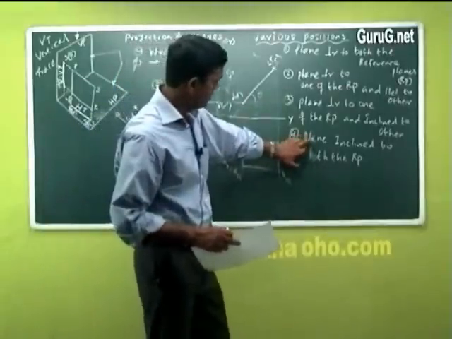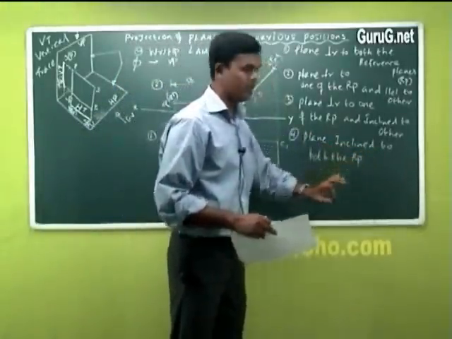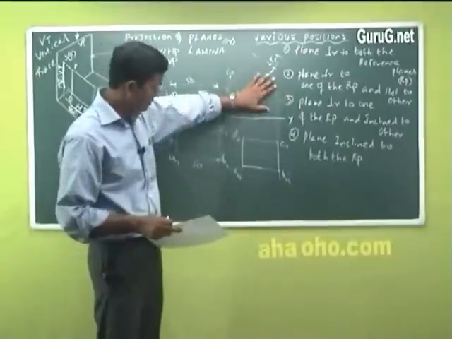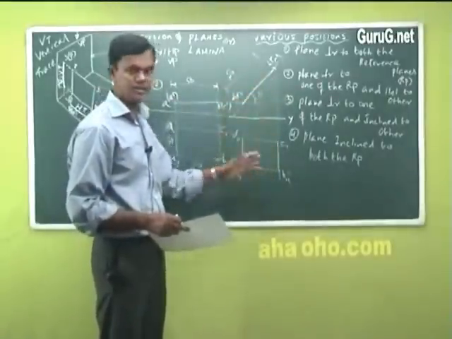Now number 4, plane inclined to both the reference planes. It is inclined to both the horizontal plane and the vertical plane. That is the fourth option.